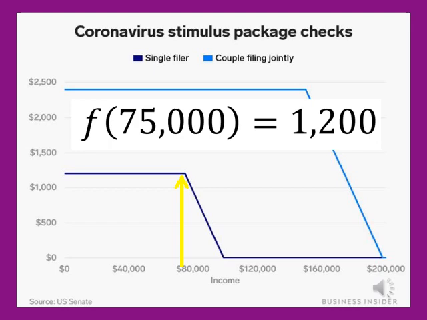For f of 75,000, I want to know what's the y value when x is 75,000. And it turns out that this is right at the end of that constant part at the beginning, so it's also $1,200.